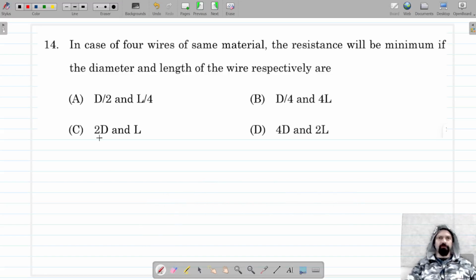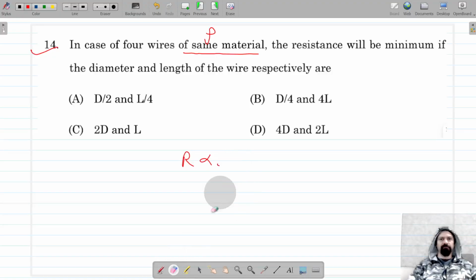For question number 14 में दिया है in case of 4 wires of same material. So same material है, इसका मतलब resistivity is same. और resistance will be minimum if the diameter and length of the wire respectively are. अब इस केस में हमें पता है रेजिस्टेंस है वो डायरेक्टली प्रोपोर्शनल होती है लेंथ को, और रेजिस्टेंस इनवर्सली प्रोपोर्शनल होती है एरिया ऑफ क्रॉस सेक्शन को. और इन दोनों को अगर कंबाइन करें तो रेजिस्टेंस इज प्रोपोर्शनल टू L बाय A.